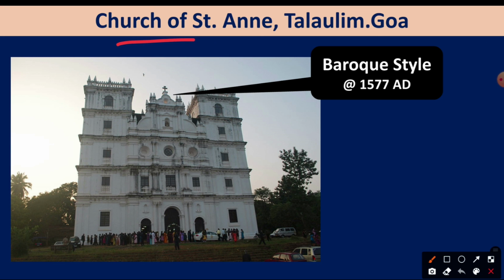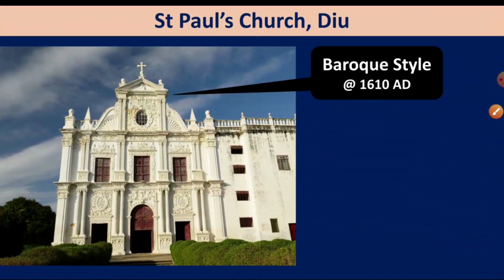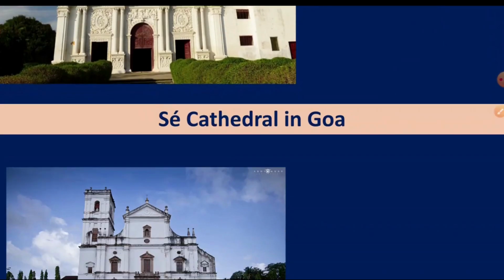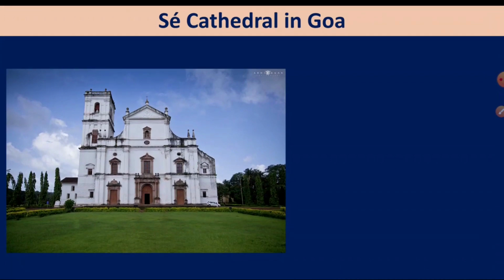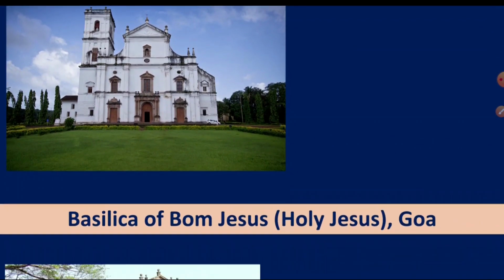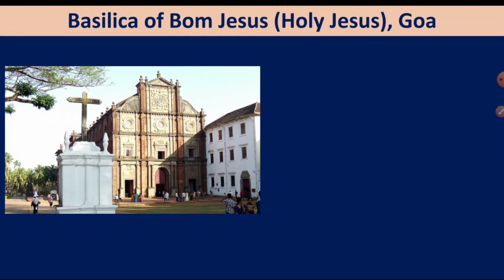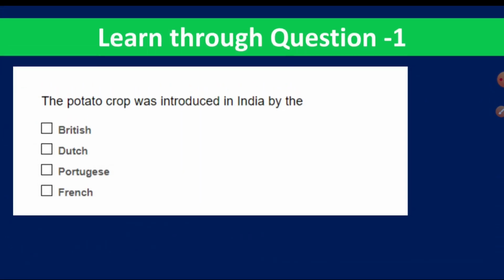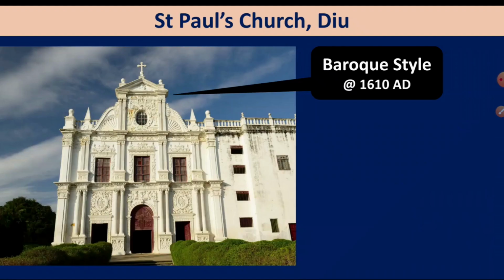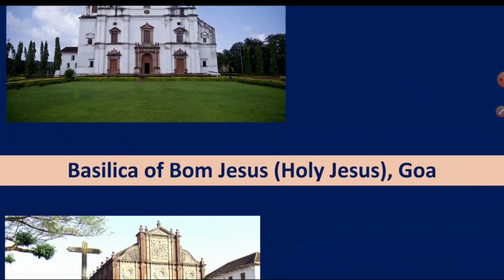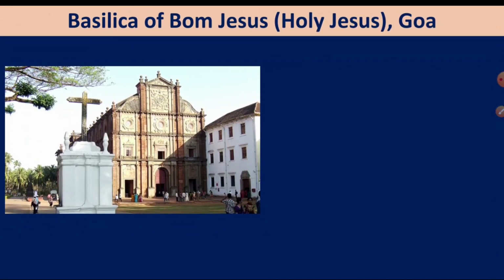For example, a lot of churches are there. Church of Saint Anne in Goa. So this is known as the Baroque style. Then we have the St. Paul's Church, the same style. Then there is a St. Cathedral Church in Goa. Then we have the Basilica of Dom Jesus in Goa. So these are the few famous churches in the culture. You need to remember them. So that's it for the Portuguese. So this much is relevant for the Portuguese.